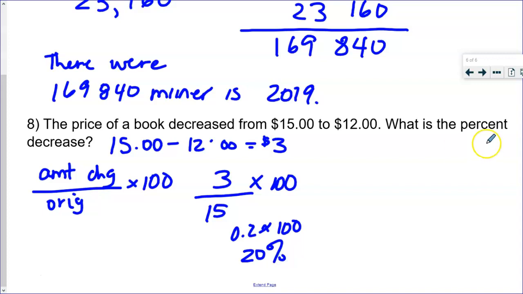Okay, so they're just asking for the percent decrease. So again, a word problem, so you would put the percent decrease was 20%.